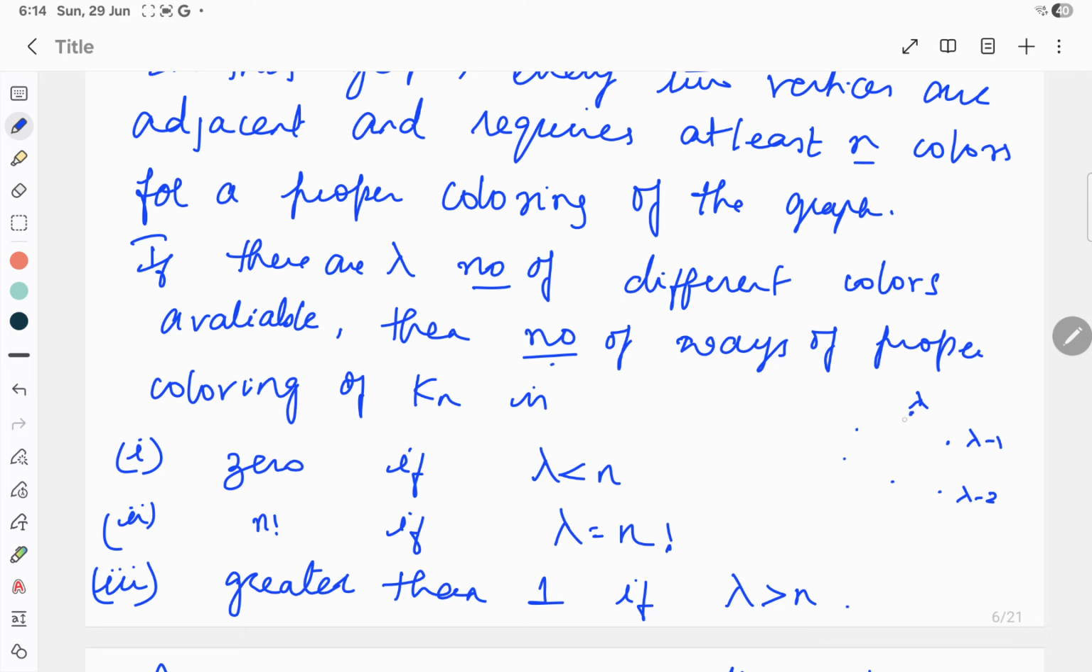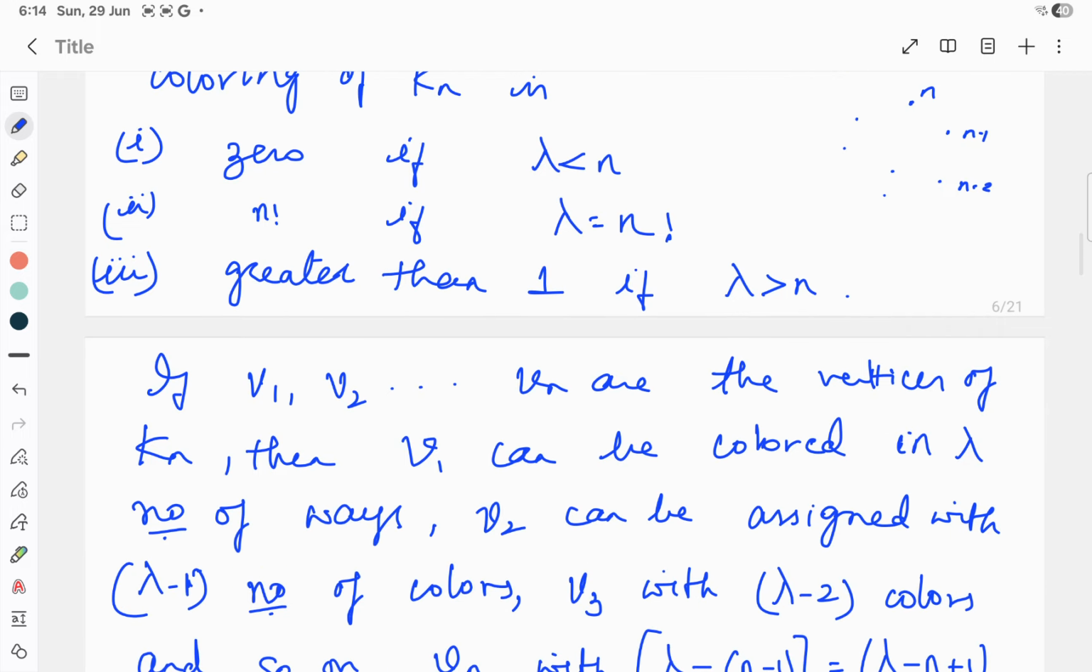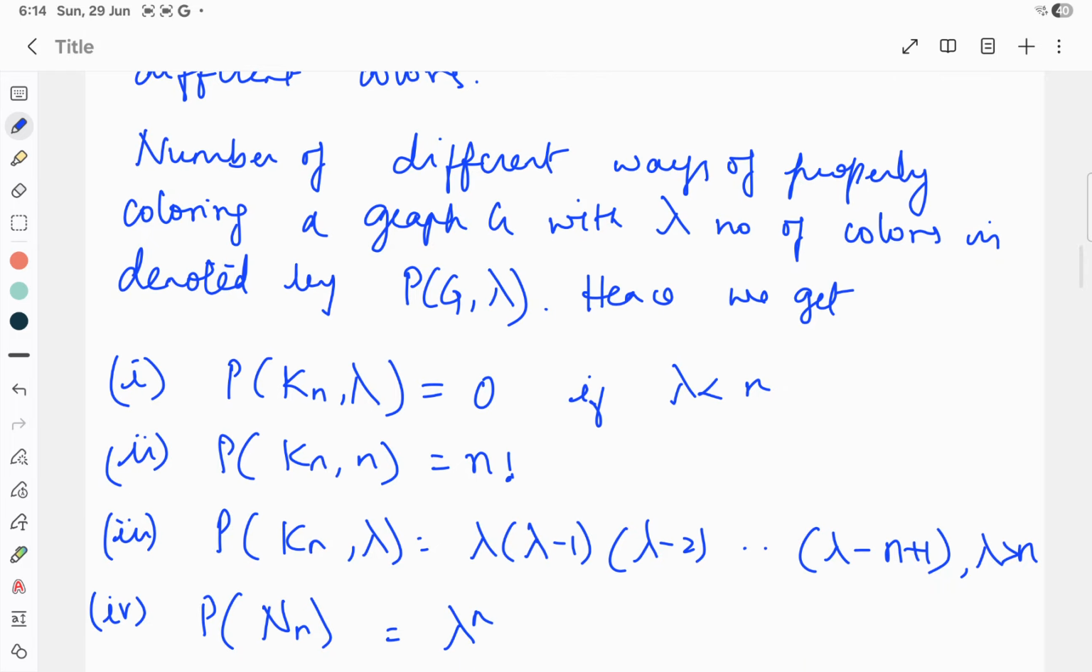Each vertex is adjacent to all other vertices, so I have to use different colors only. Therefore it is n into n minus 1 into n minus 2, etc., 2 into 1. So it is n factorial ways. Suppose lambda is greater than n, then it will have more than one way. So let us see how that is. Whatever I just told is written here.